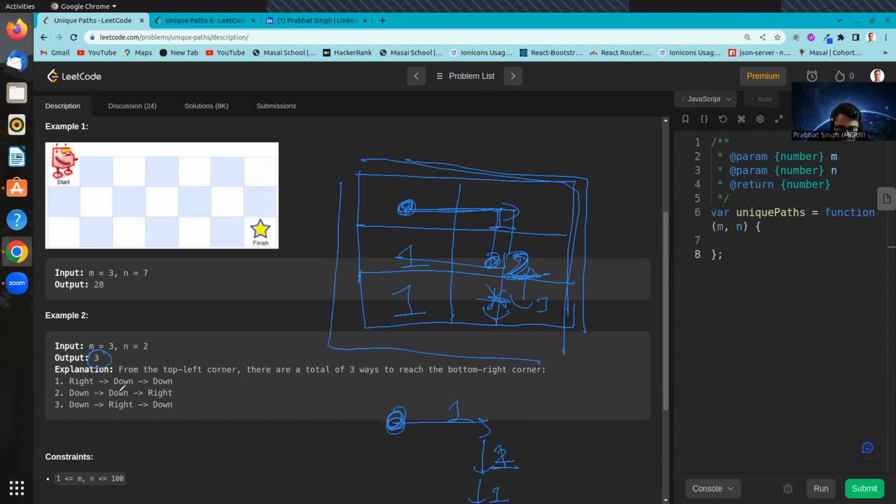So let's see how the explanation tells us, because I am not going to this point, because I have to assume through that direction. So write down down. Okay, right. Down down right. And down right down. Okay, yeah. We are getting our three paths. So it's just like that.